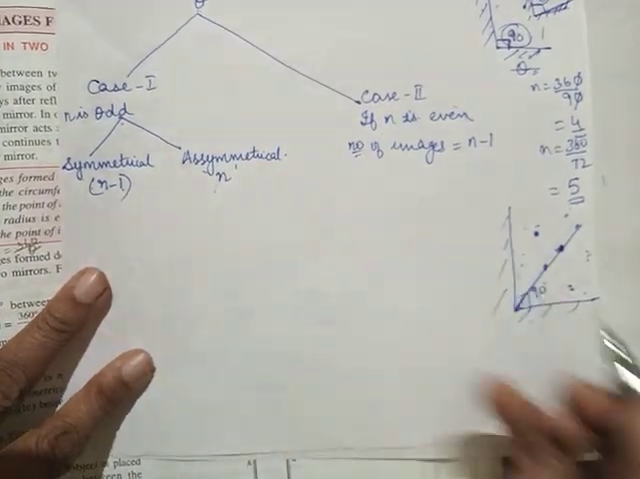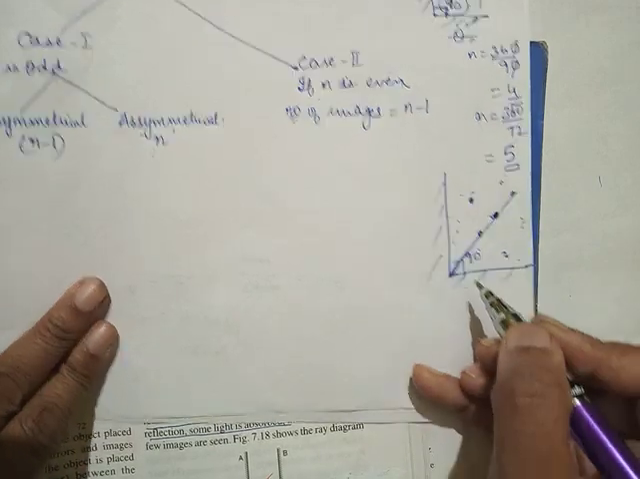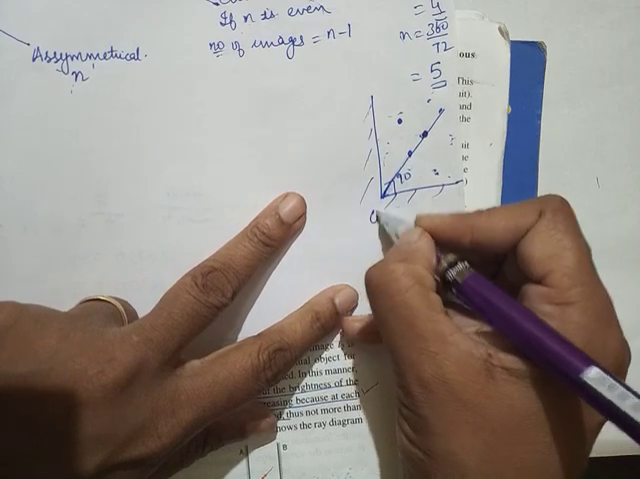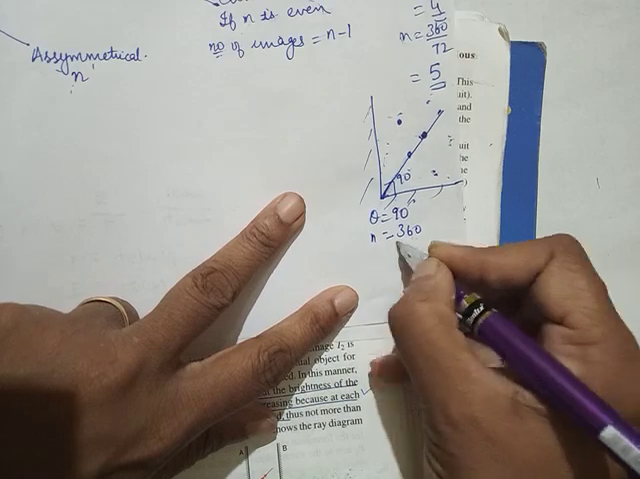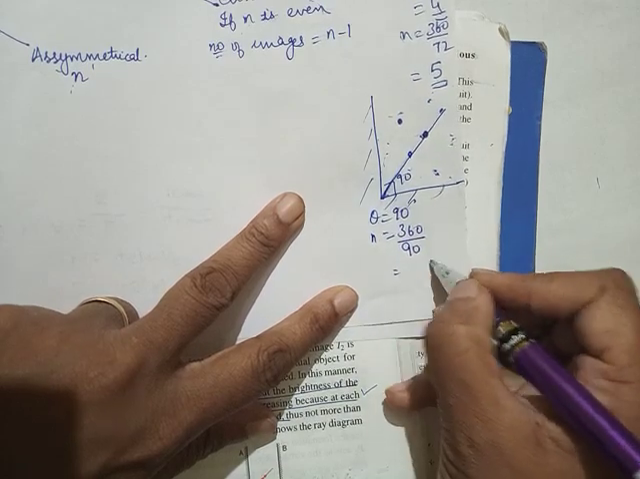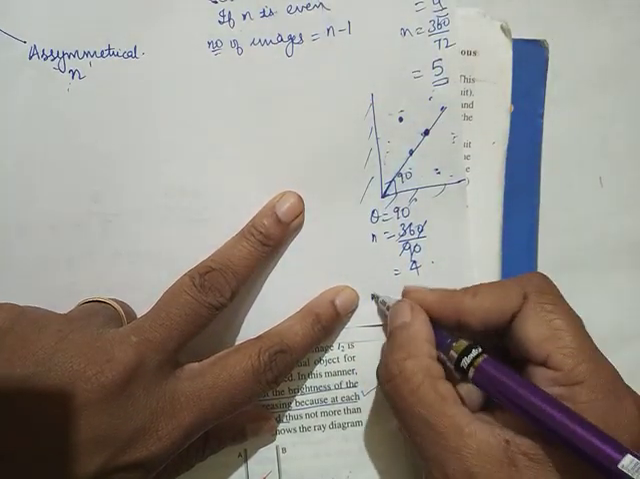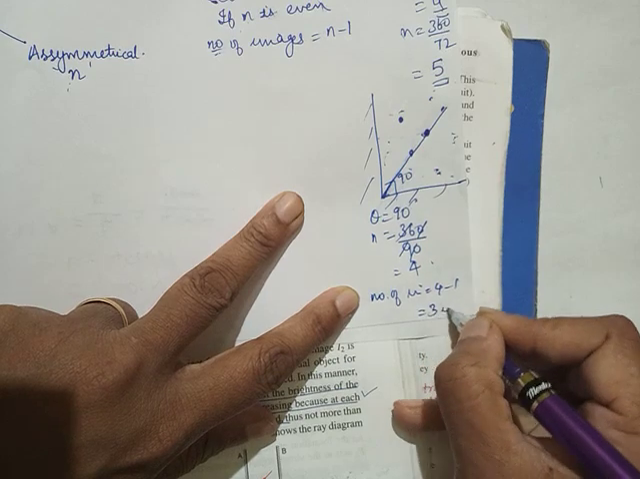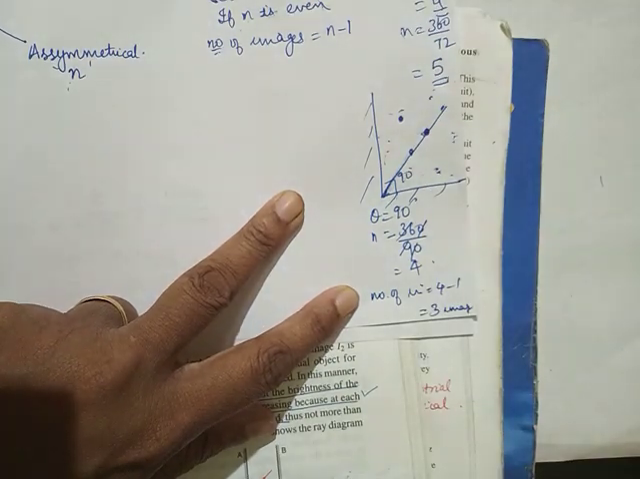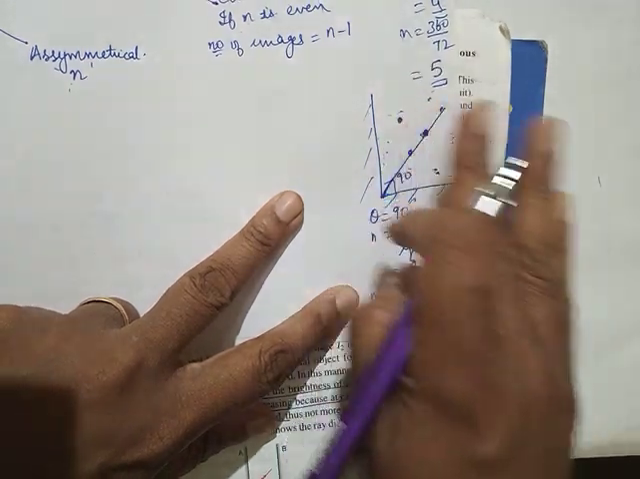Now you can take this example itself. If theta is 90 degrees, n will be 360 upon 90, that will be 4. n is even. So what you have to do? The number of images will be 4 minus 1, 3 images. In this case, 3 images will be formed. You don't have to think about symmetrical or asymmetrical, because you got n as 4.